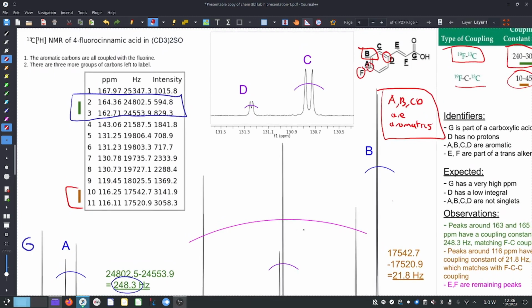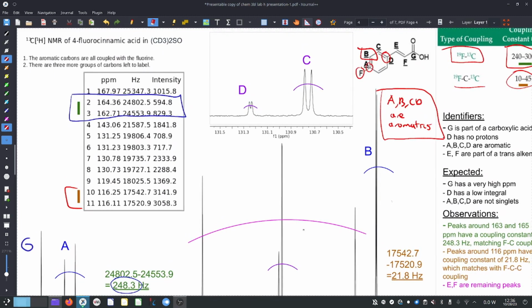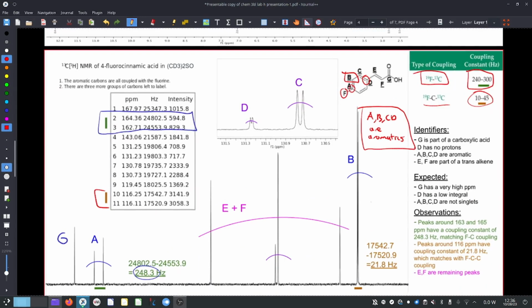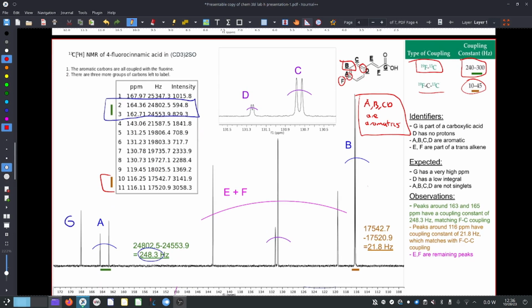And then we're left with the alkene. For this one, we just group them together. E and F are just going to be those two. So this is the CNMR of the starting material.